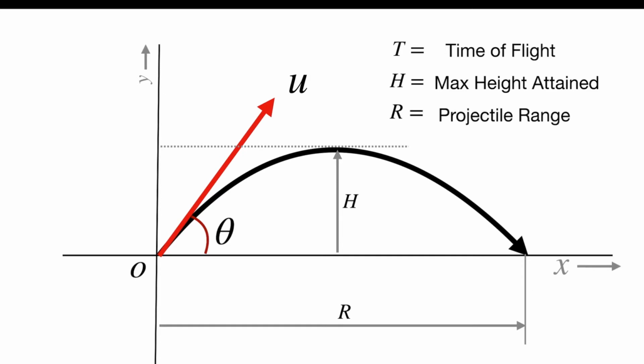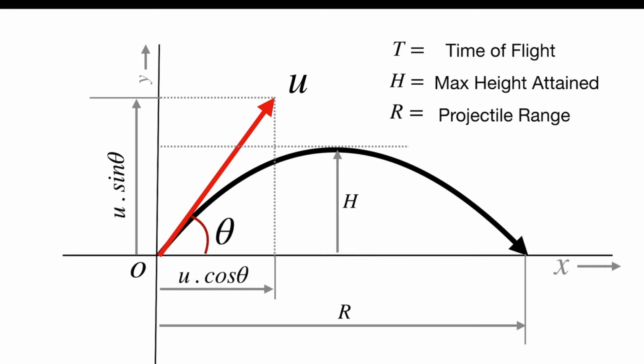To do that, we will represent this two-dimensional projectile motion as two independent motions in two perpendicular directions. In this case, the direction of the x-axis and the perpendicular direction of the y-axis. The initial velocity in x direction is the component of this velocity in x direction, which is u cos theta, and the velocity in y direction, or vertical direction, is the y component of its velocity, which is u sin theta.